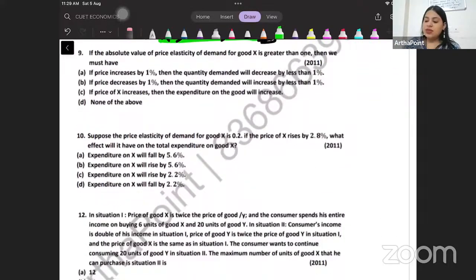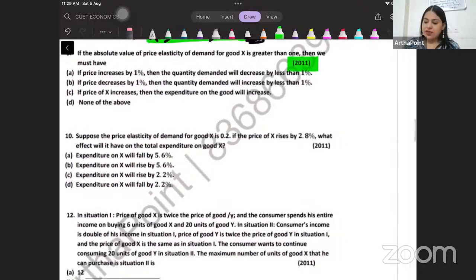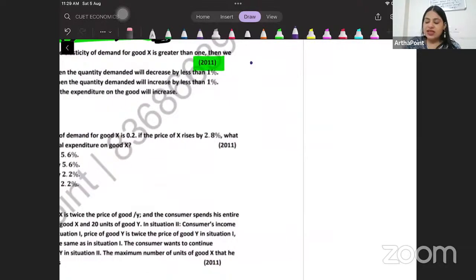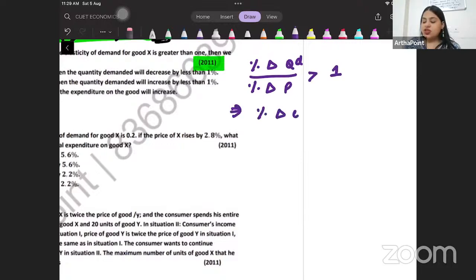So beta, this question came in the 2011 paper. It says, if the absolute value of price elasticity of demand for good X is greater than 1, then we must have. So beta, when we say price elasticity, it is percentage change in quantity demanded due to percentage change in price, and this is greater than 1. What does this mean? It means percentage change in quantity demanded is greater than percentage change in price. बस ये statement देख लो कहाँ पे आ रही है.